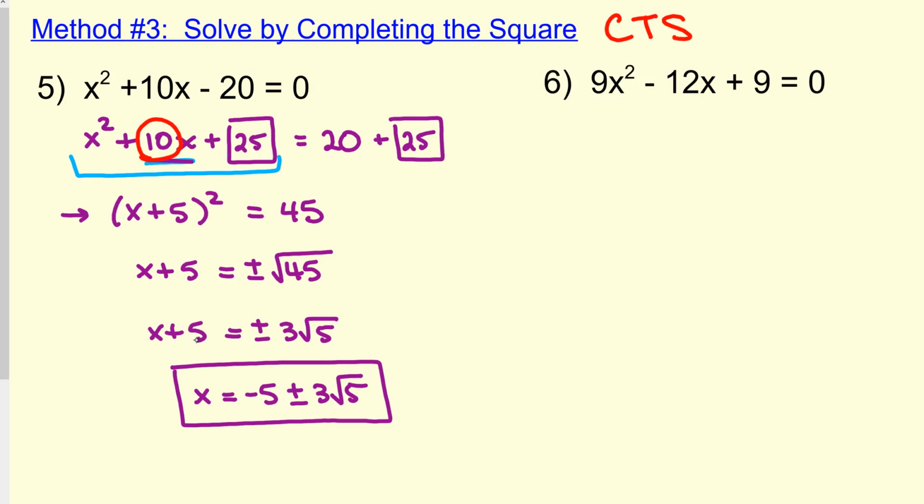Okay, let's try it on number 6, but number 6 is a little bit more complicated because of the 9. So when you complete the square, if you look back at number 5, notice that the coefficient was 1 on the x squared term. That's really important. We need a 1 there. So what we're going to have to do on number 6 is divide the whole equation by 9. So that gives us x squared minus 12/9 x plus 1 equals 0. And let's write 12/9 as 4/3.